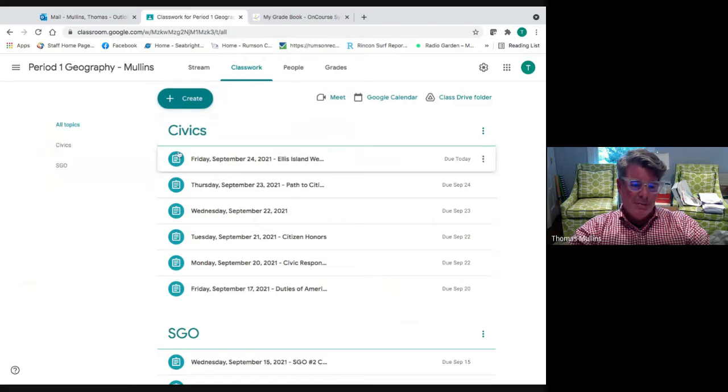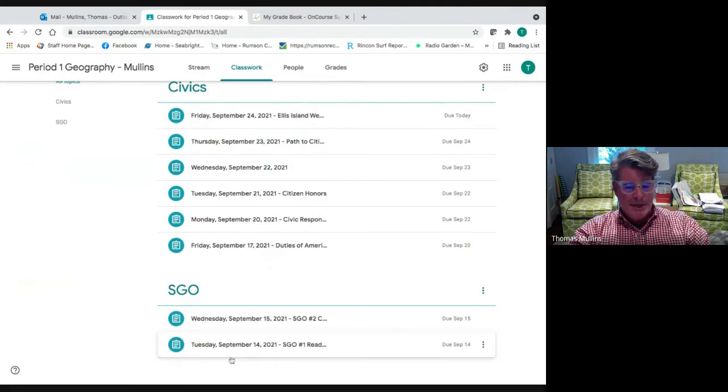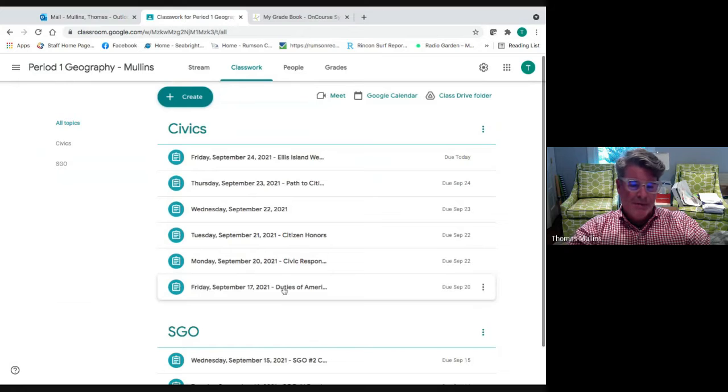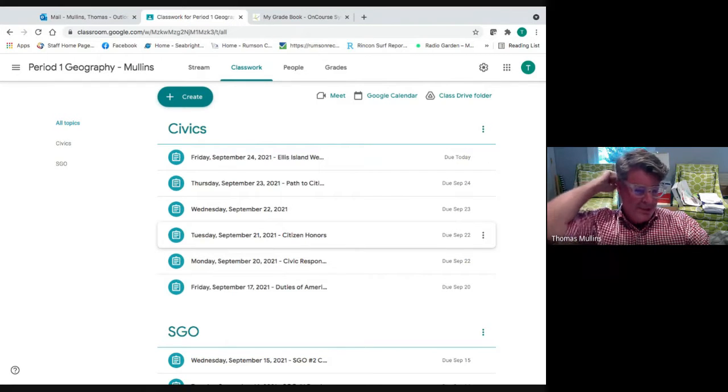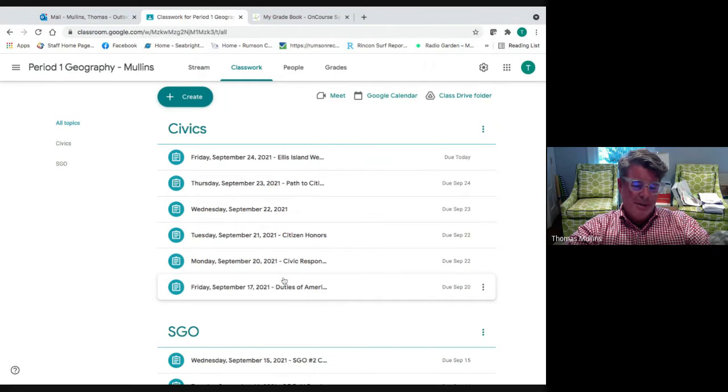Here's the classwork. This is what we've worked on so far. We did some SGOs last week. These are some of the different assignments. Friday, we did a web quest on Ellis Island and the immigration process. We talked about the path to citizenship on Thursday and Wednesday. Tuesday, we looked at the Citizen Honors Program, which is an offshoot of the Medal of Honor program. And we'll be doing one lesson a month on the Citizen Honors and the Medal of Honor program. Civic responsibilities and duties of citizens. And we talked about the difference of those things.